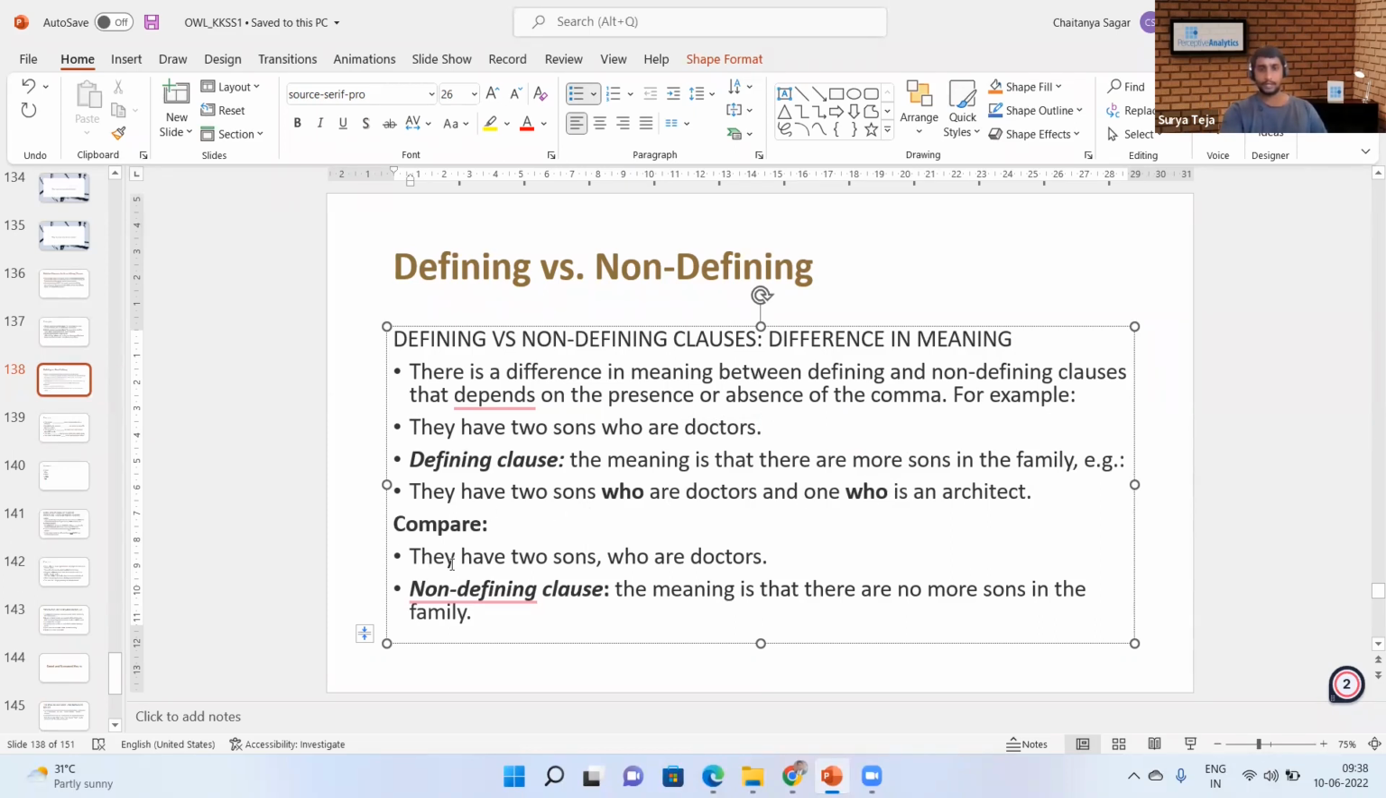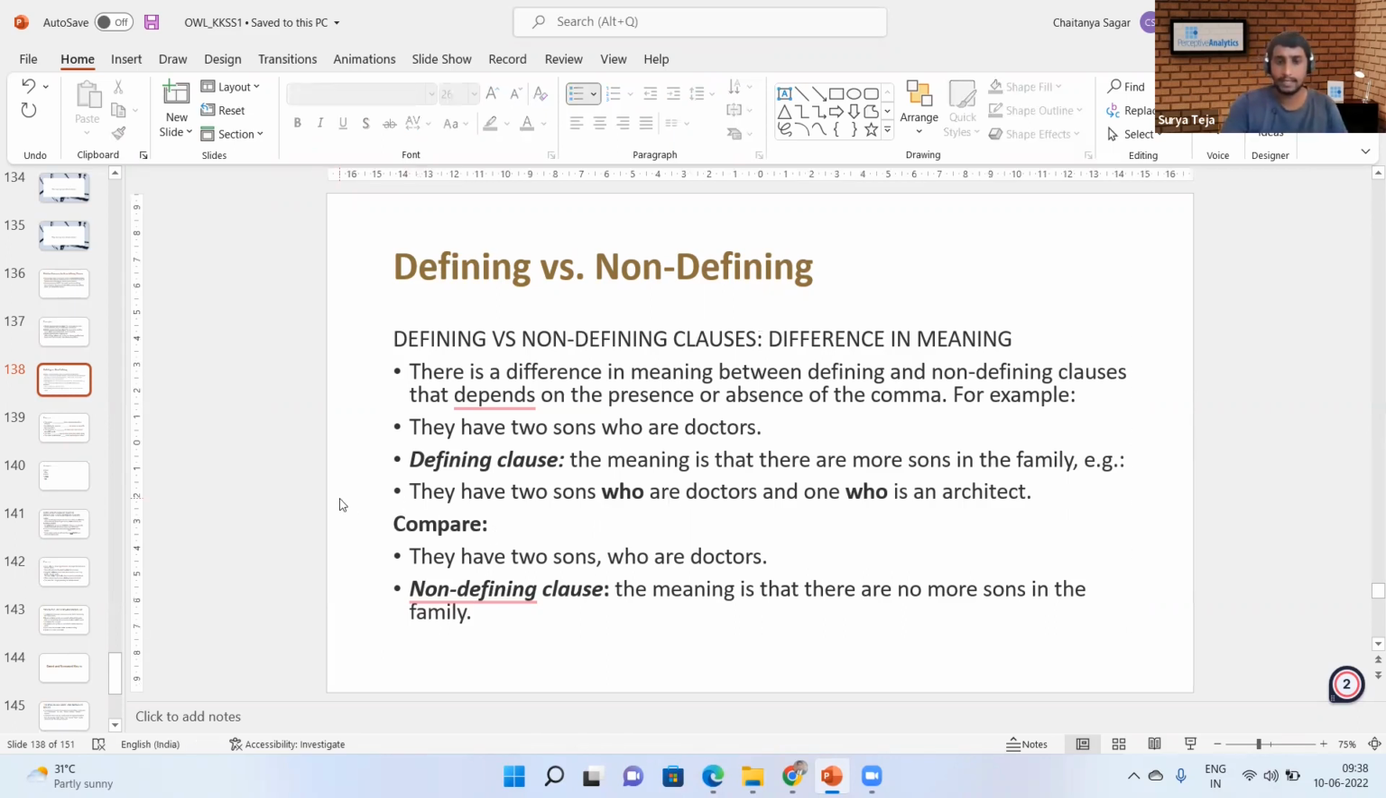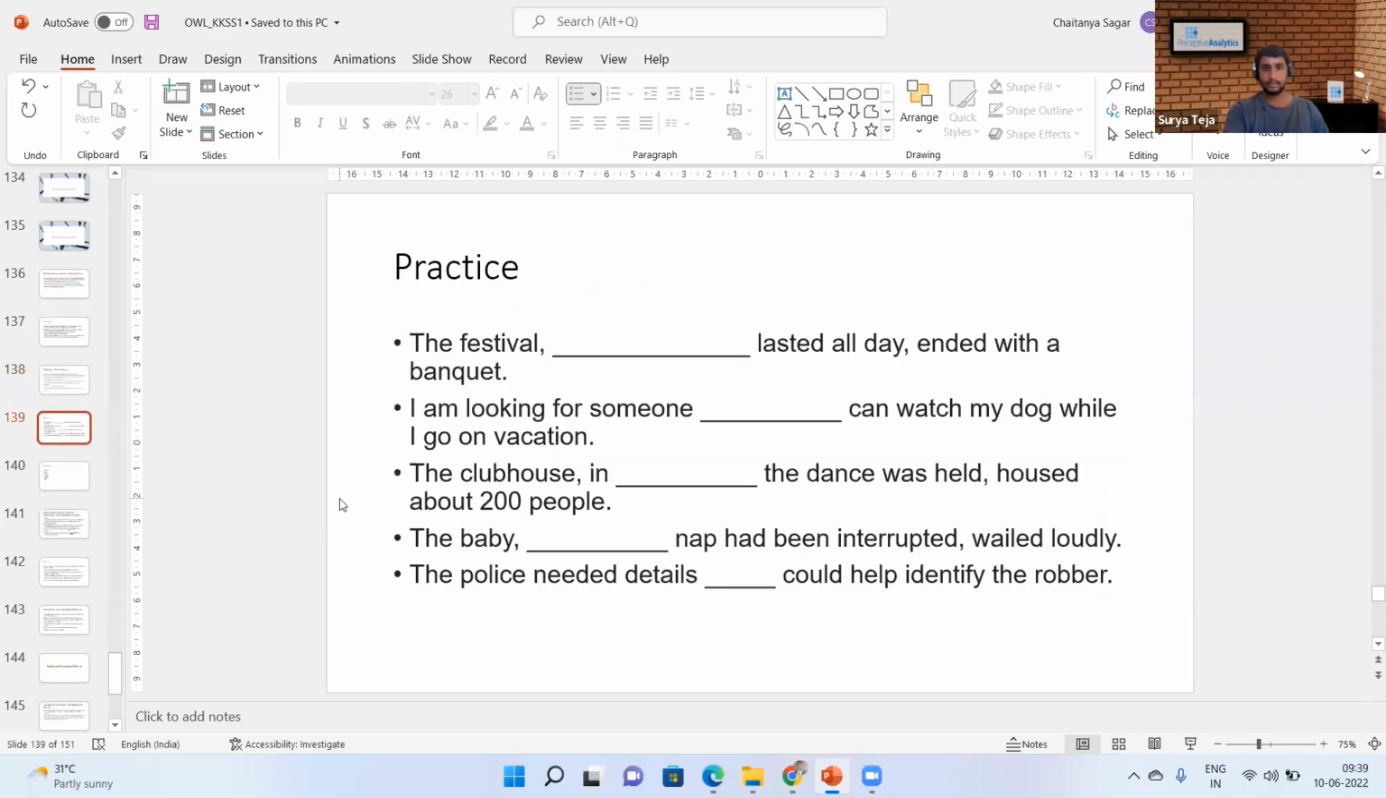In case you put, they have two sons, comma, who are doctors, which means they have two sons is the statement. That's a separate statement. Who are doctors is another statement, another clause. And this means that they have only two sons and no more than two sons. That's the meaning. So that is the difference between adding a comma and adding a relative pronoun in defining and non-defining clauses. That's how that makes a difference whenever we are writing or communicating. So that's the importance of relative pronouns.